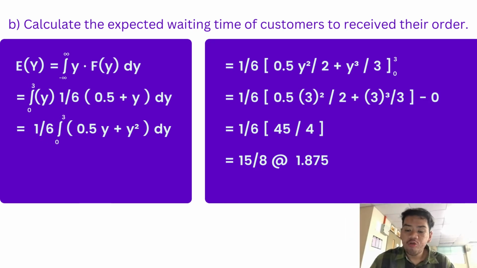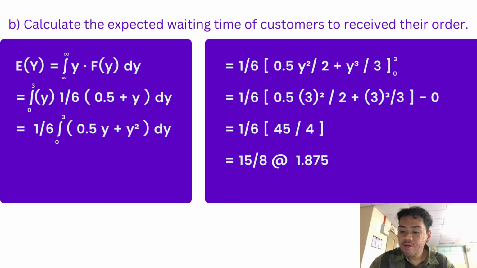So next we go to question B. Calculate the expected waiting time of customers to receive their order. Based on the question, it wants us to find the E(Y) or mean of the variable. The formula for a continuous random variable for E(Y) is integrate negative infinity to positive infinity y multiplied with function f(y) dy. So we insert the function f(y), 1/6 multiplied with 0.5 plus y and multiplied with y, and integrate from 0 to 3.